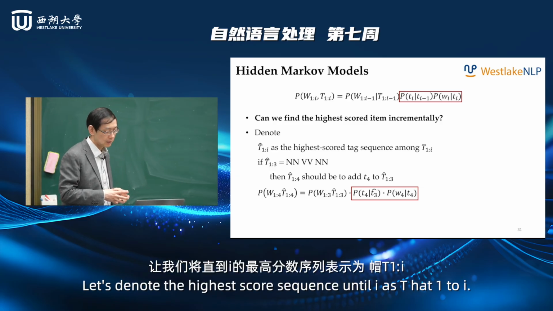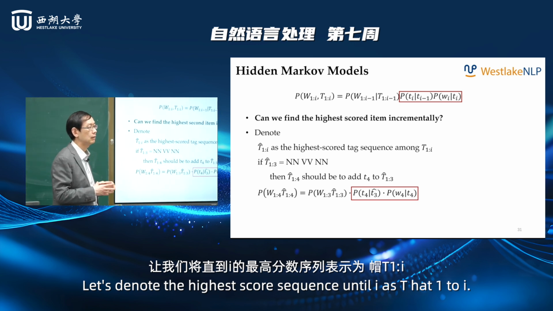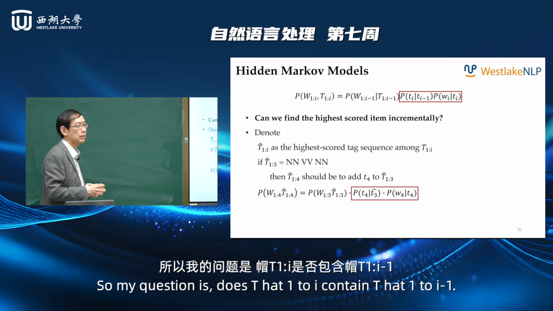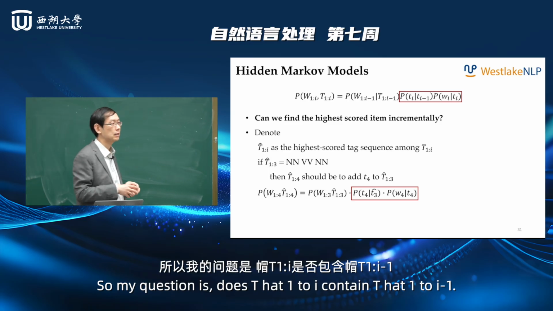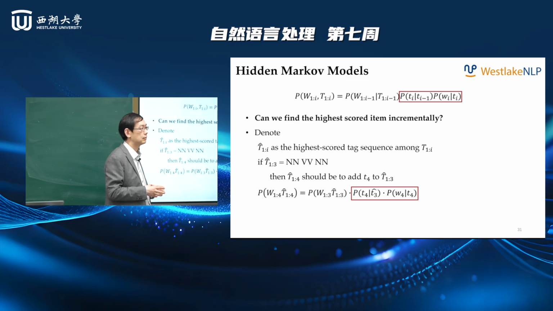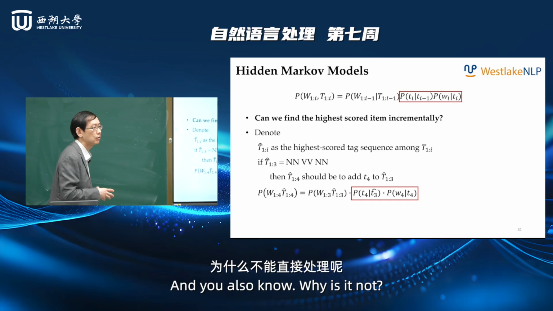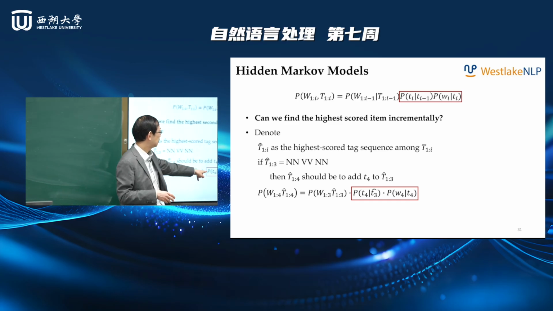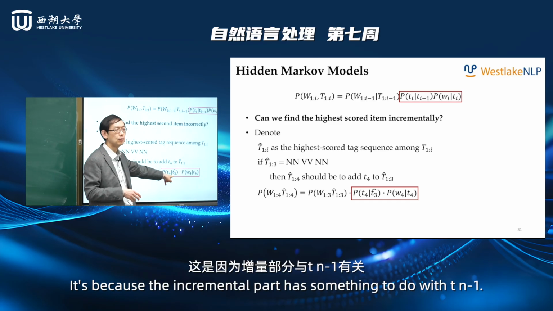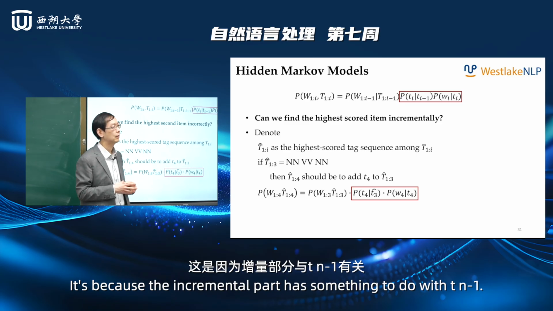Okay, let's denote the highest scored sequence until i as t hat 1 to i, okay? So my question is, does t hat 1 to i contain t hat 1 to i minus 1? And you all say no, right? Why is it no? Okay, it's because the incremental part has something to do with t i minus 1, right?